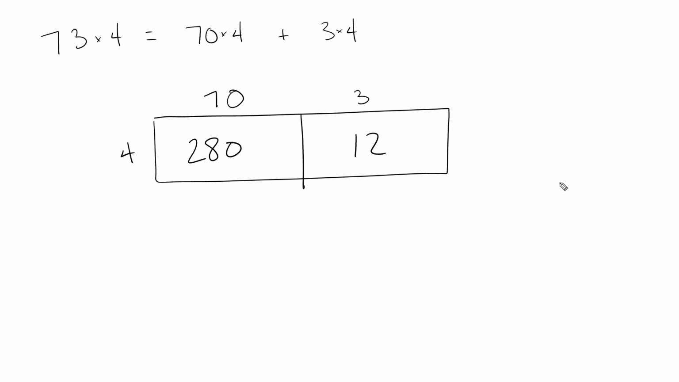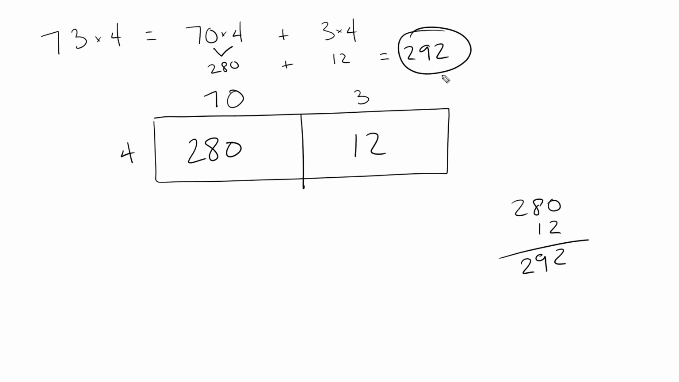Remember that we used the distributive property to turn 73 times 4 into 70 times 4 plus 3 times 4. We found that 70 times 4 equals 280, and 3 times 4 equals 12. So our next step is to add these numbers together. 280 plus 12 equals 292. We've used the box method to find that 73 times 4 equals 292. Let's try a slightly harder one.